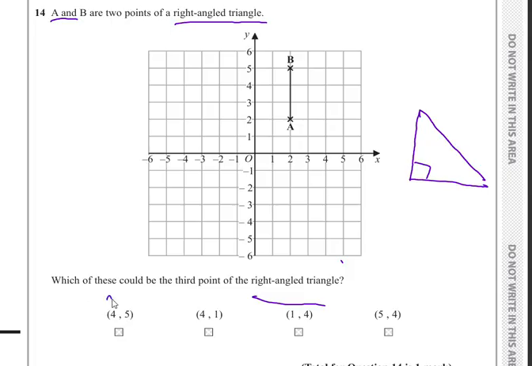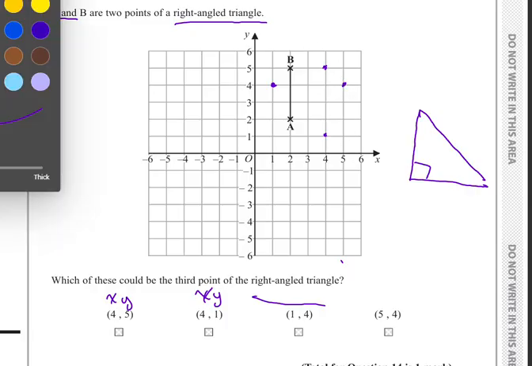So we have here 4 or 5. By the way, this is X, and this is Y. X, Y, X, Y, X, Y. So 4 and 5. That means I have to go 4 steps here, and then I go 5 steps. Well, here's my first point. That's this point. All right, what about this one? This is 4, 1, so that means 4 and 1. Here I have 1 and 4, so it's 1 and 4. And here I have 5 and 4, so it's 5 and 4.